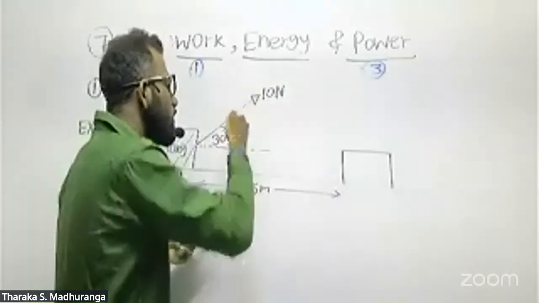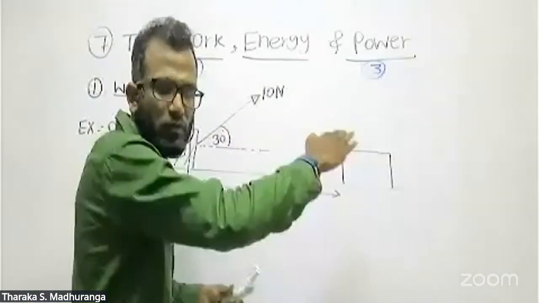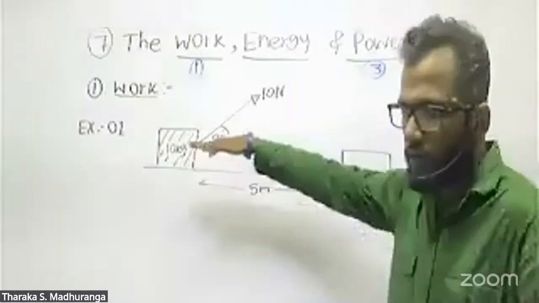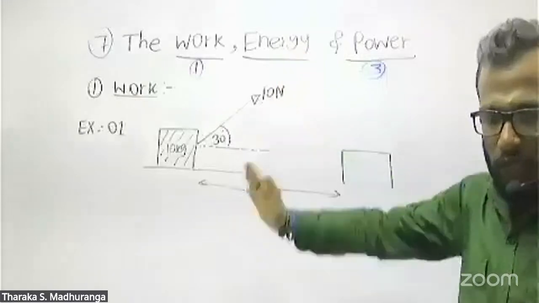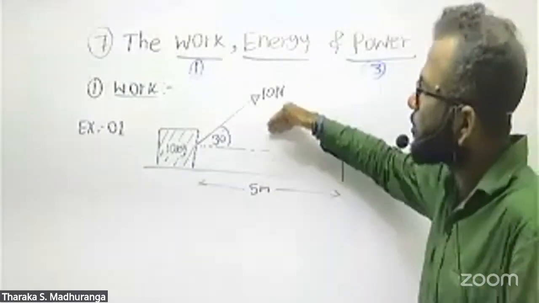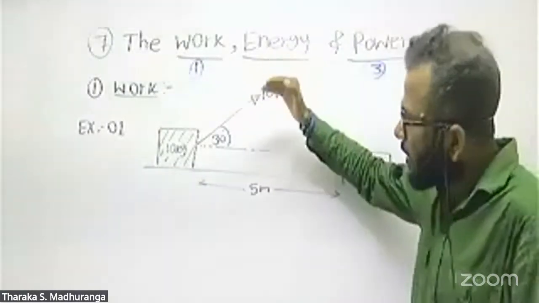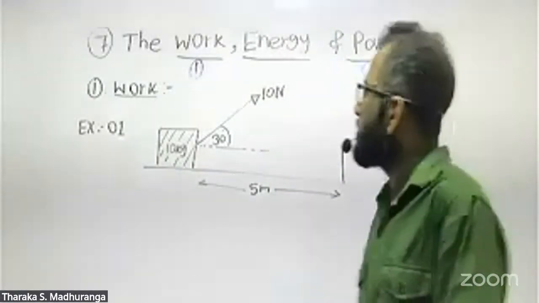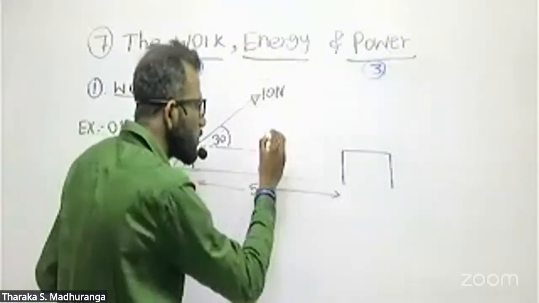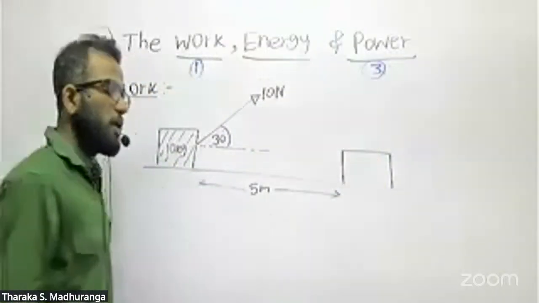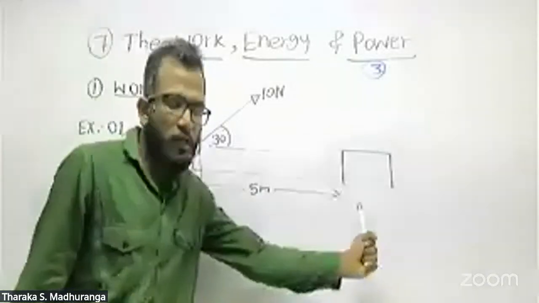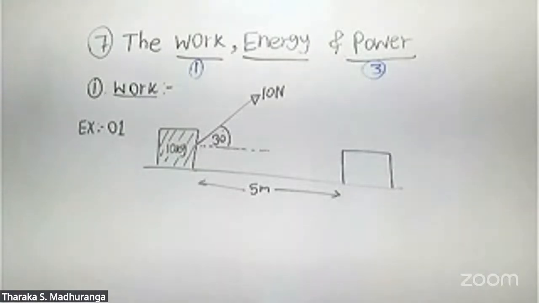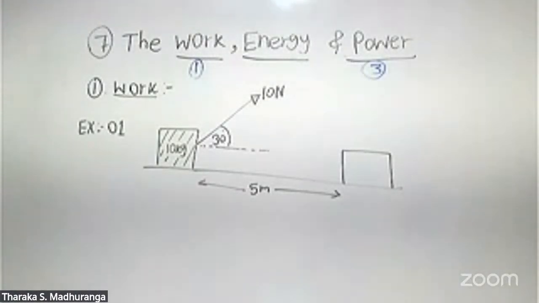It is 30 degrees from the horizontal axis. This is horizontal, not vertical. They ask, what is the work done by the object when, because of this 10 Newton force, it moves a 5 meter displacement? Okay, find that.